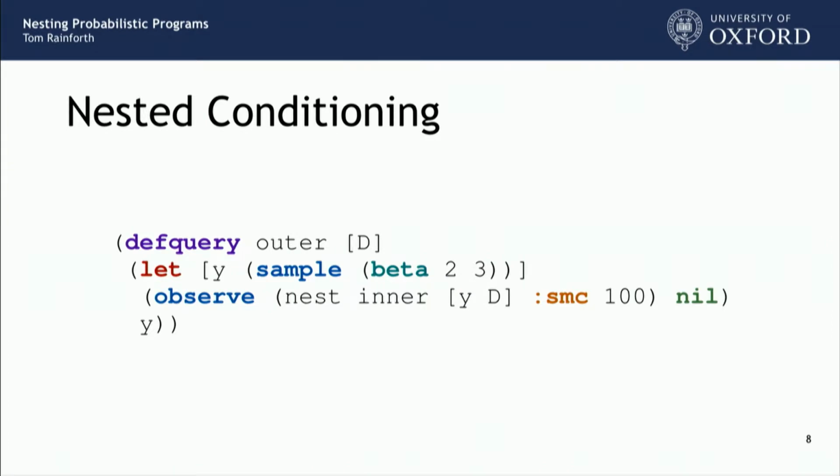Let's first look at nested conditioning. Imagine we've got some query that I'll call outer. In this query, we're going to sample y from some distribution, and then maybe we're going to try and observe another query's marginal likelihood. So I'm going to introduce some sort of weird distribution object, nest. What nest is going to do is run inference on this query inner, return a marginal likelihood estimate, and then weight the probability of this outer program according to that likelihood.